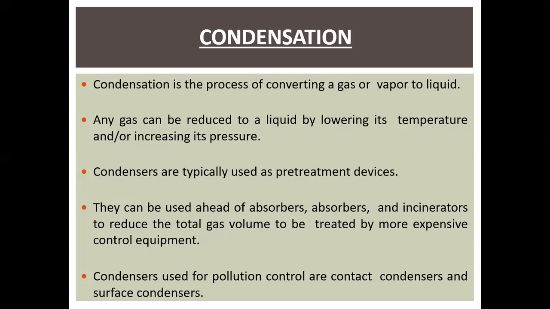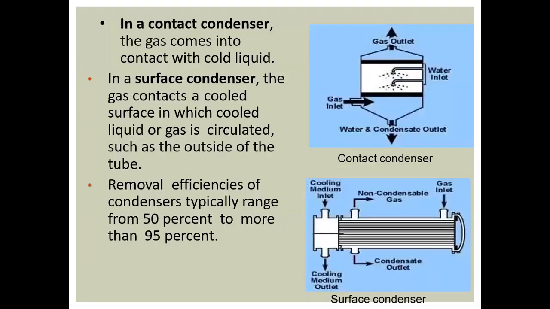and incinerators to reduce the total gas volume to be treated by more expensive control equipment. Condensers generally used for pollution control are contact condensers and surface condensers. In a contact condenser, the gas comes into contact with the cold liquid, as you can see in this figure. This is a contact condenser, and below one is a surface condenser, right?